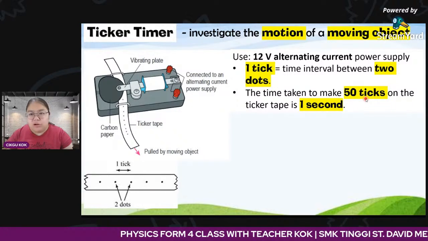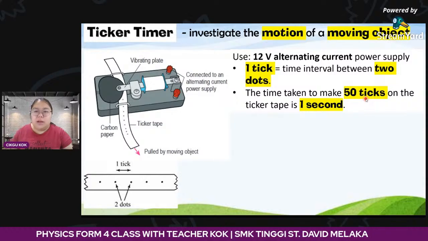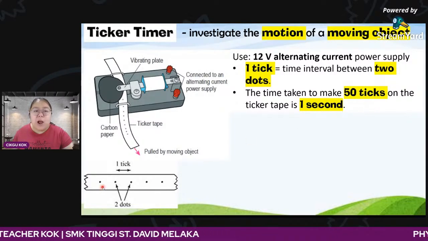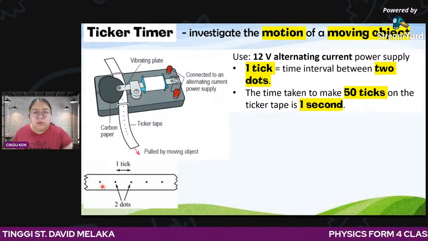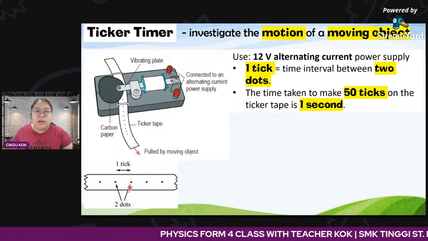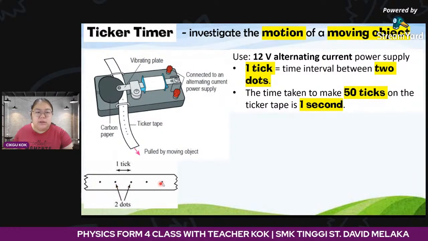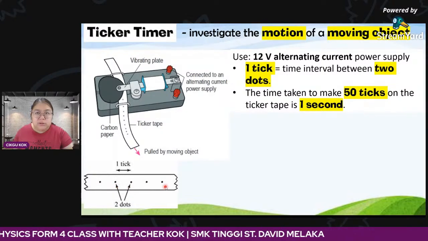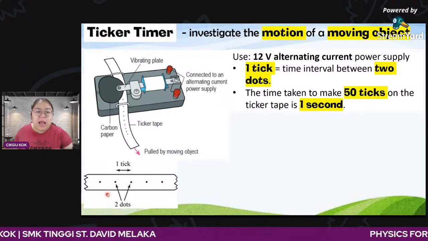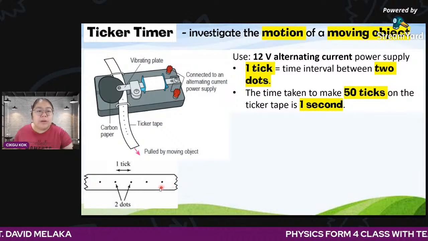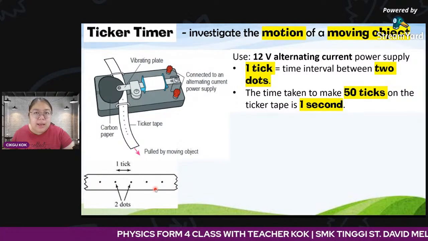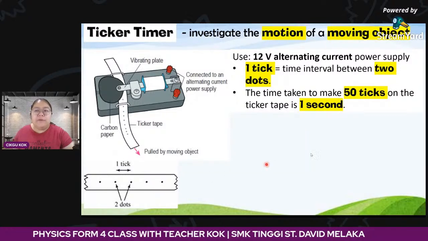Chanel, no, not 100. Why become 100? 50 ticks, how many dots? Not 100, 100 is over already. You can see this one is five dots: one, two, three, four, five. Five dots, how many ticks? Four ticks. So the ticks are always one less than the dots. Okay, 50 ticks.